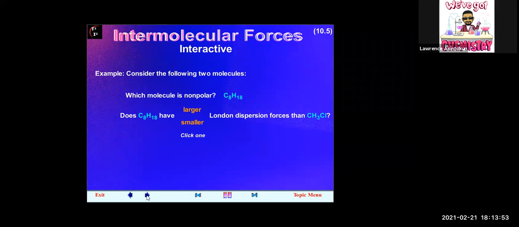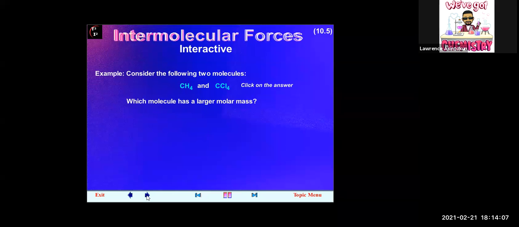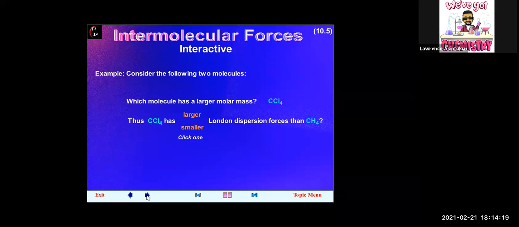Question 2. Does CH4 have larger or smaller London dispersion forces than CH3Cl? 3. Consider the following two molecules, CH4 and CCl4. Which molecule has a larger molar mass? 4. Does CCl4 have larger or smaller LDF than CH4?